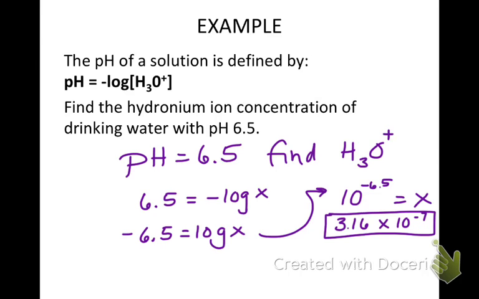I don't even know. You guys probably know better than I do. What's a good pH level for your water? 6 or 7?